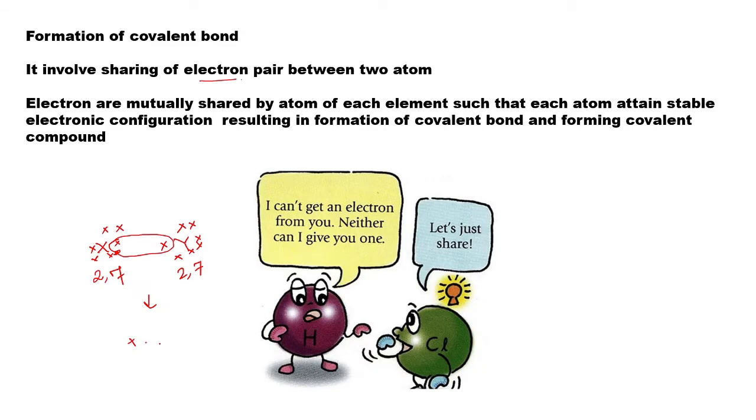So these electrons will belong to both of them, and each will have the fulfillment of the octet. As you can see from this cartoon, one says, I cannot give an electron, neither can I accept one. So what does the other cartoon say? If you cannot give me, let us share it. So this is the concept of a covalent bond.